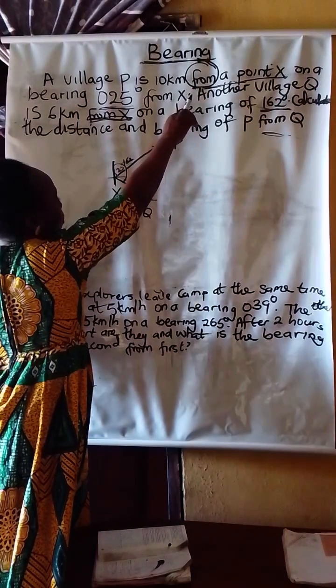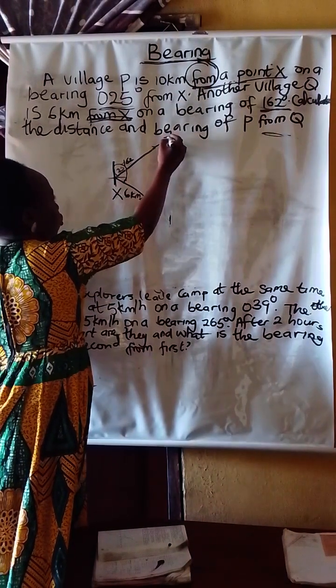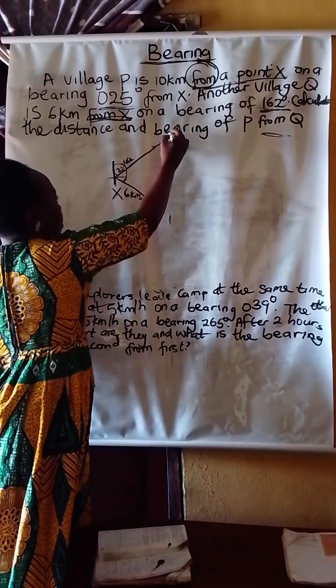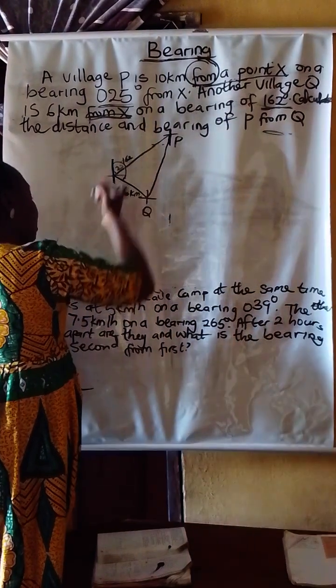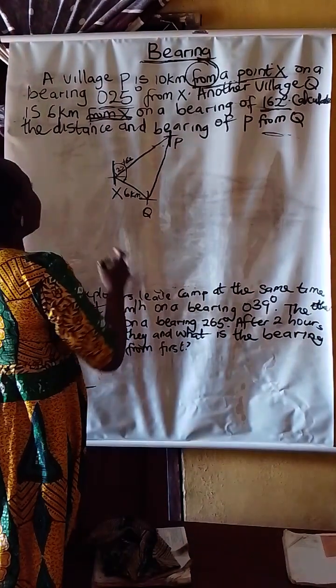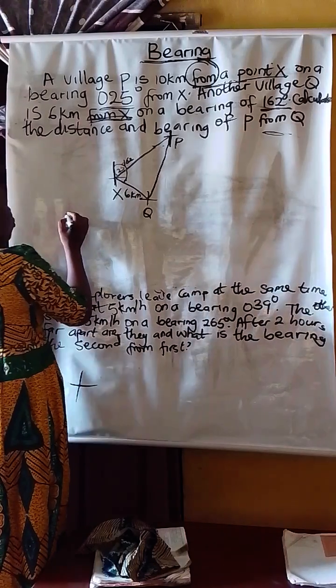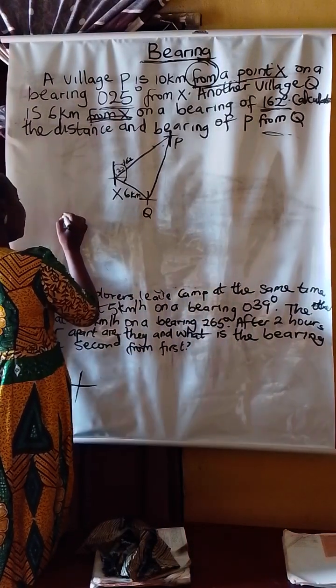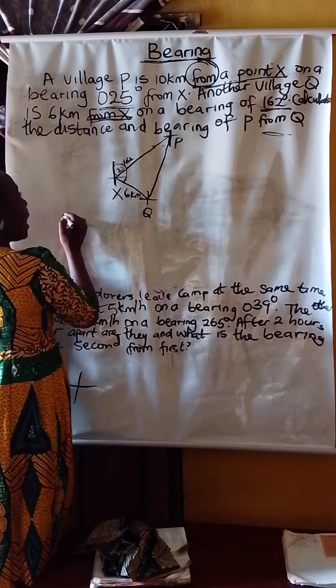Always note the "from". So you join this to this. Always note the line, the line is very important. Looking at this, you use your cosine rule.